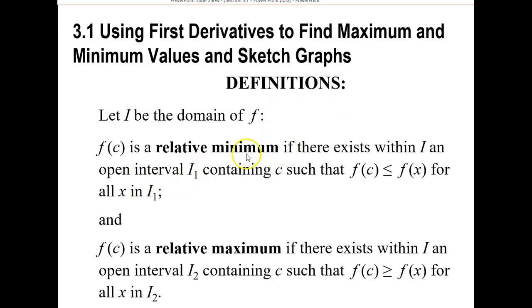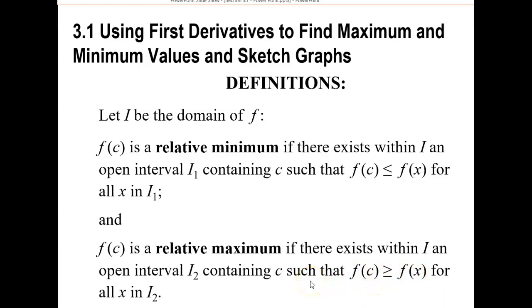The word relative means it might not be the lowest value overall, but it is a small value within a smaller subset. f(c) is a relative max if there exists within I an open interval I2, a subset of the domain containing the c value right here, such that f(c) is greater than or equal to f(x) for all x in I2.